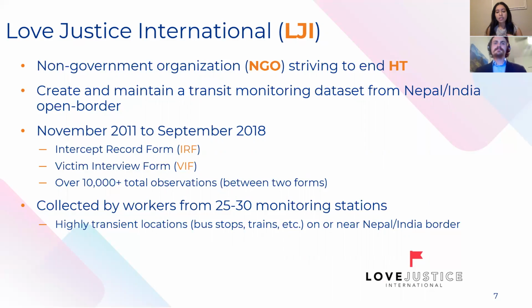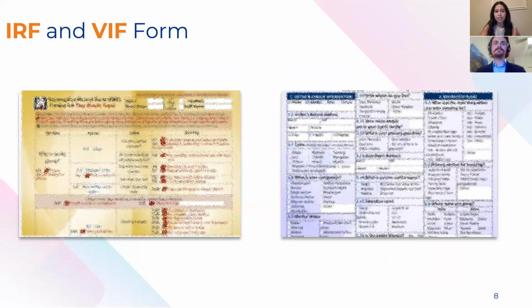This data is actually collected by the people working on the ground from their 25 to 30 stations, and that variance is due to certain stations opening and closing. So a little bit about IRF and VIF forms, our main source of data. Due to confidentiality purposes, we actually can't show the forms, but we can explain what the forms contain and also the process that goes along with filling out these forms.